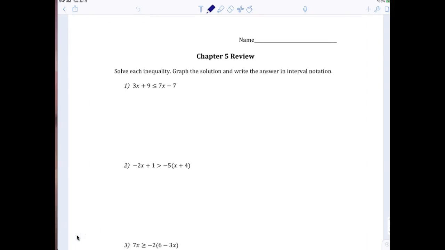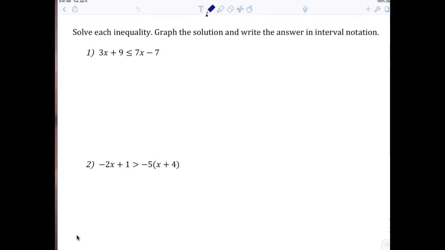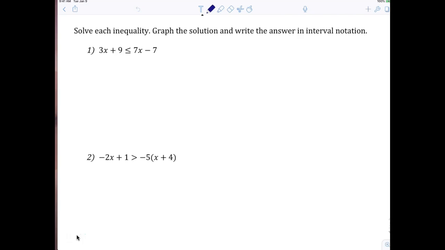For Chapter 5 review, what we're thinking about here is writing the solution in interval notation. All right, and again, I think we're pretty good at solving equations. The one thing you want to try to keep in mind is when you multiply or divide by a negative, you just have to switch the inequality sign.